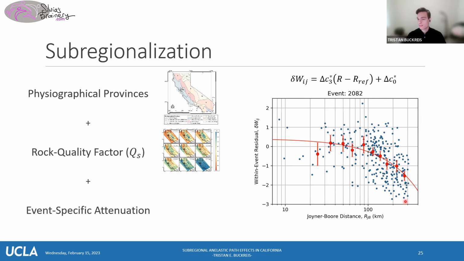And the big part for path effects, we pay attention to the far away distances. There can be other reasons why the near source observations are funky, but for path effects, we look at anything greater than 100 kilometers, really.